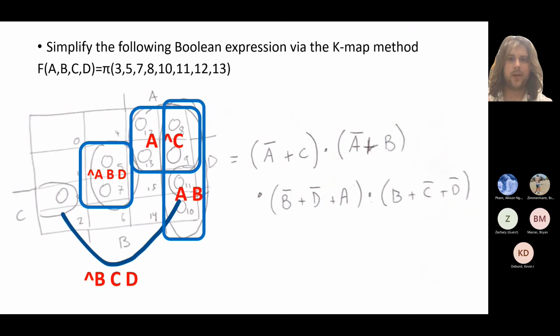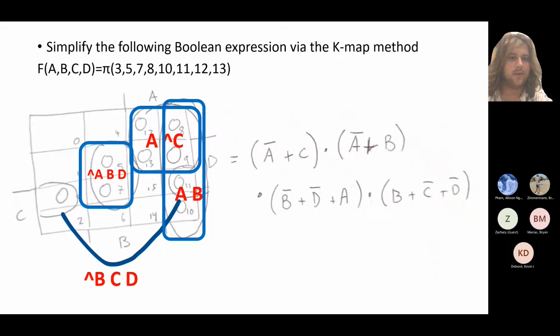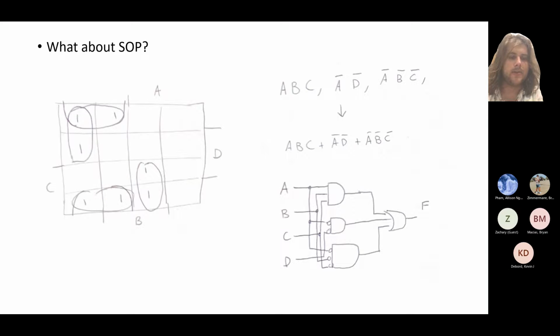But here, if we want to do the sum of products, instead of writing the zeros, like here, we write all the ones, and we start circling. So the biggest on this one is going to be right here, which is the A naught and the D naught. It's a 2 by 2 square because it wraps around the bottoms and the sides. Then we also are going to have a naught, B naught, and C naught right here, and an ABC right here.